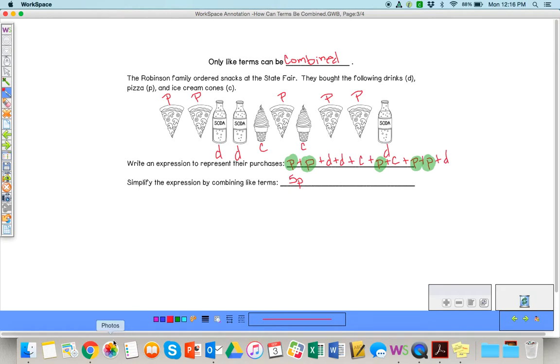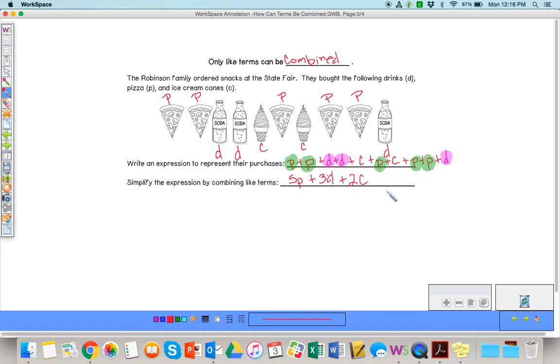The next thing that we're going to do is we're going to talk about the drinks. So we have 1, 2, 3 drinks. So we have 2D. I'm sorry, 3D, not 2D. And we add those together. And then the last thing we have is how many ice cream cones we have. We have 2 ice cream cones, so that is 2C.